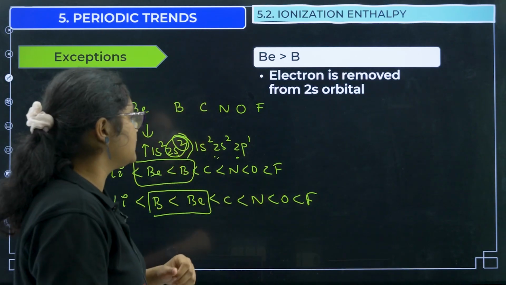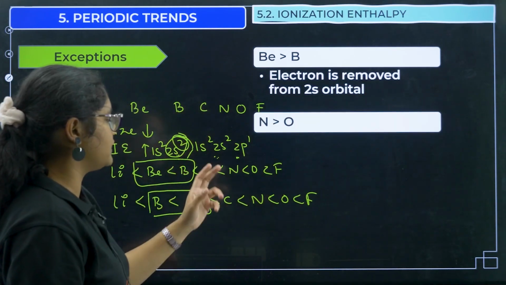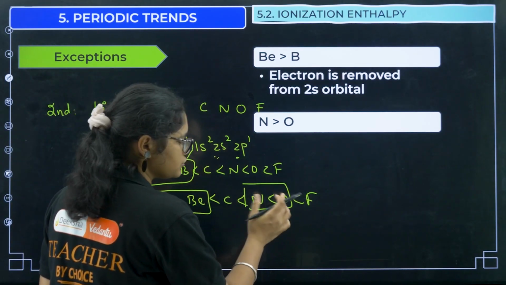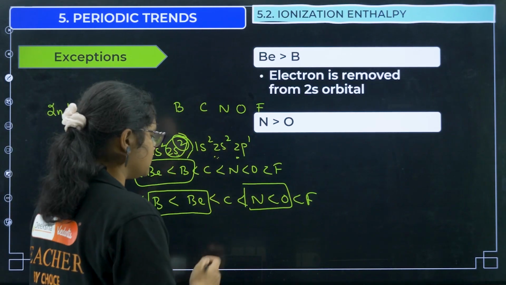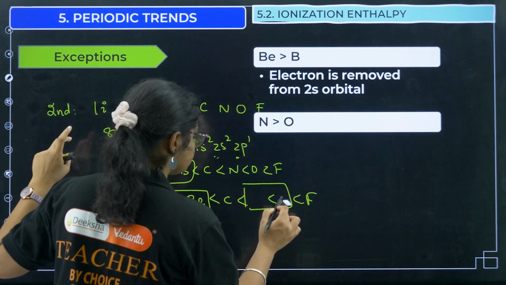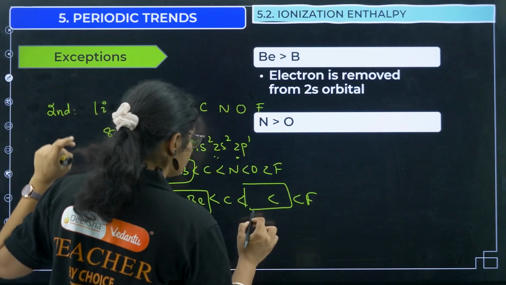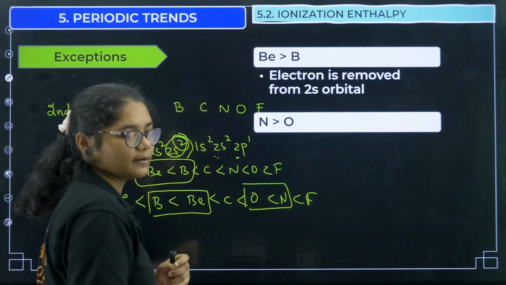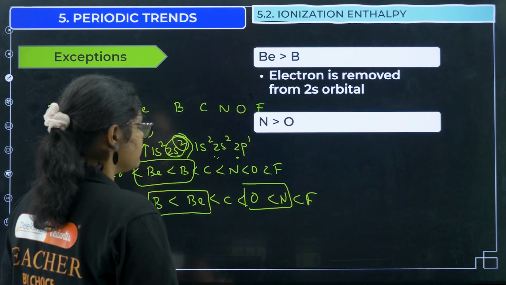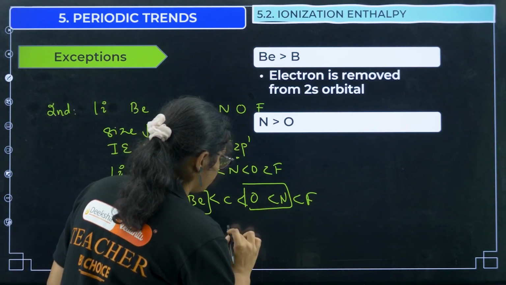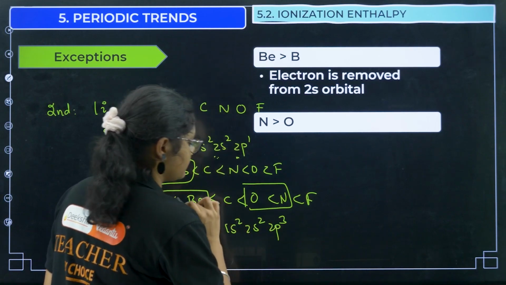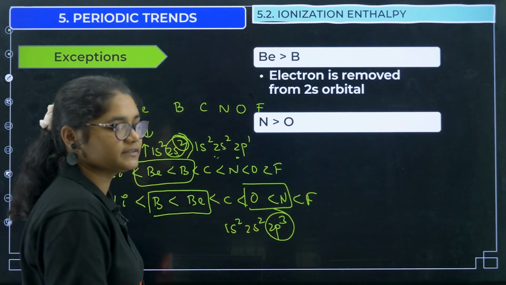Okay, similarly one more exception is there, nitrogen and oxygen. So if you see along the period, oxygen should have more than nitrogen, but not. Here also there is an exception, and the exception is like this: oxygen and then nitrogen comes. So nitrogen has more than oxygen. What is the reason for this one? If you see nitrogen's electronic configuration, it is 1s2, 2s2 and 2p3, right? And there is something special about this 2p3.